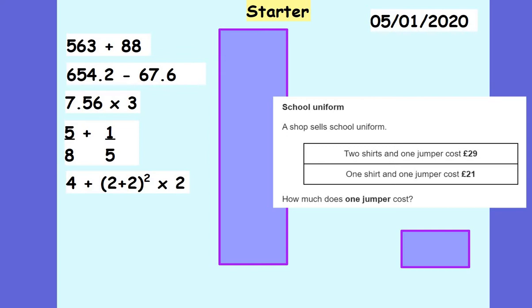Let's start off with a quick starter for today's lesson. On the board are 5 numeracy questions and an extension question to have a go at. In your rough books or on a rough piece of paper or a mini whiteboard, please pause the video for a couple of minutes and have a go at these questions now.